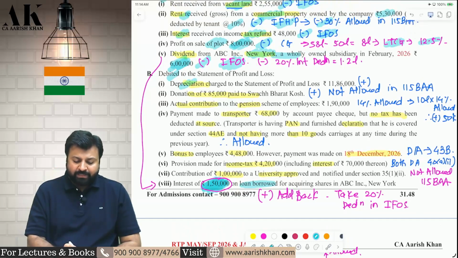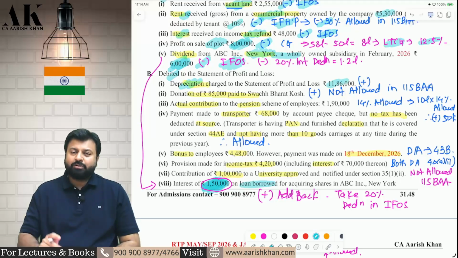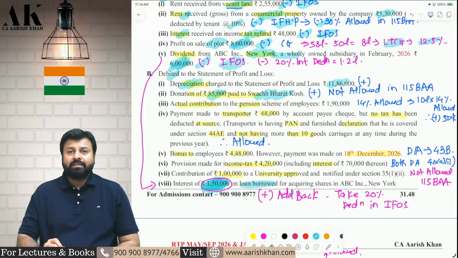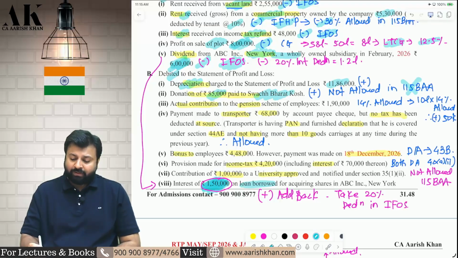Next one is depreciation. Add back depreciation as per books of accounts. Then next is donation you have given for Swachh Bharat Abhiyan. That is ATG, but ATG is not allowed in 115BAA. Therefore, add back this ATG deduction also.